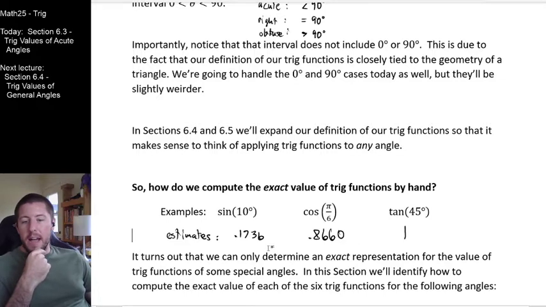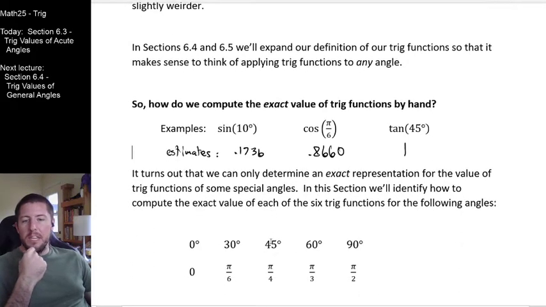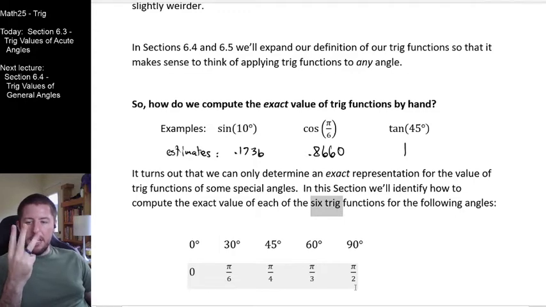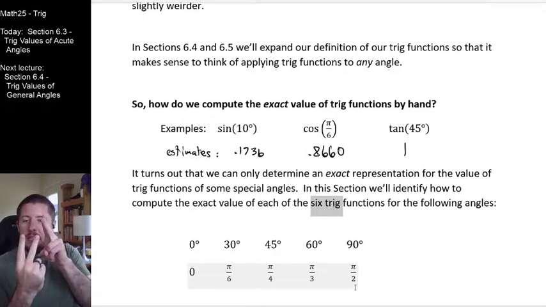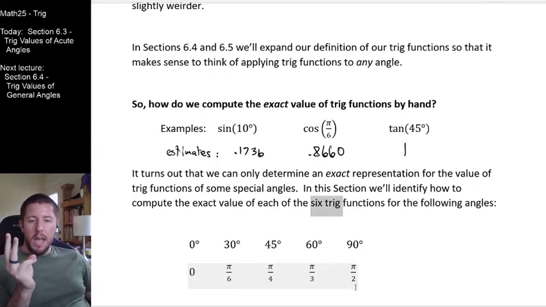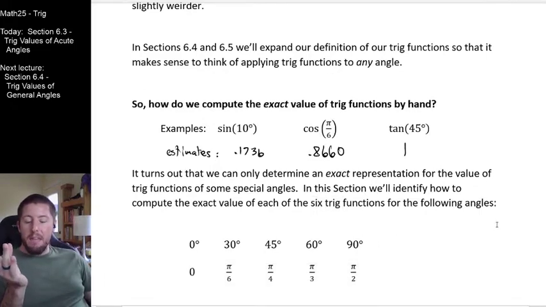In this section, we'll identify how to compute the exact value of each of the following 6 trig functions for the following angles. Again, remember that we have 6 trig functions of interest: sine, cosine, tangent, and then associated with those, sine goes with cosecant, cosine goes with secant, and tangent goes with cotangent. So there's 6 trig functions. And here I'm listing for you 5 angles. You'll notice these 5 angles in degrees are exactly the same as these 5 angles in radians right here.